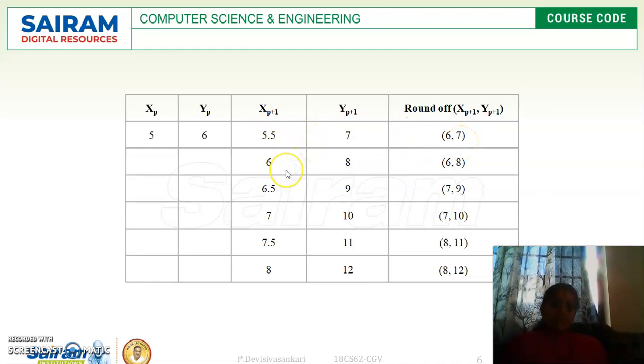And for the next intermediate point, we have to add 0.5 to this. So all the x values will keep on incrementing by 0.5 until we get 8, because this is the end point, right? And the y values will be incremented by 1. Okay, so 6, 8 and 7, 9, 7, 10, 8, 11 and 8, 12. So these are the different rounded new xp plus 1 values as well as yp plus 1 values, right?